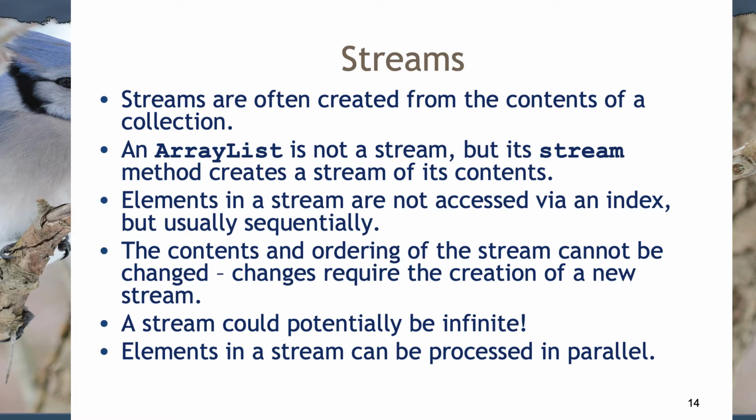Streams are an alternative way of working with collections of data. We often create a stream from the contents of a collection, such as an array list or a linked list or a hash set. An array list or a linked list itself is not a stream, but those collections have a method called stream that will return a stream object that we can then apply various processing steps to in order to achieve a desired outcome. And it's during those processing steps that we're going to be making use of the lambda style of functional programming that we've been looking at.